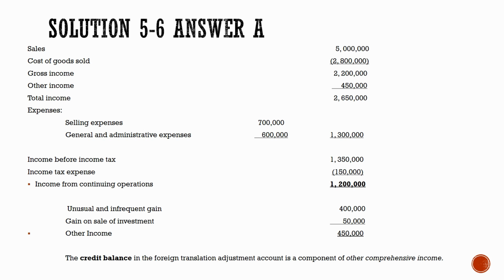So, the credit balance in the foreign translation adjustment account na kasama sa given ay component of other comprehensive income, and it is presented in a company's consolidated statements of shareholders' equity and carried over to the consolidated balance sheet under shareholders' equity. So, ang sagot po dito sa problem na ito ay 1,200,000. Next problem po, i-discuss ni Miss Acabo.